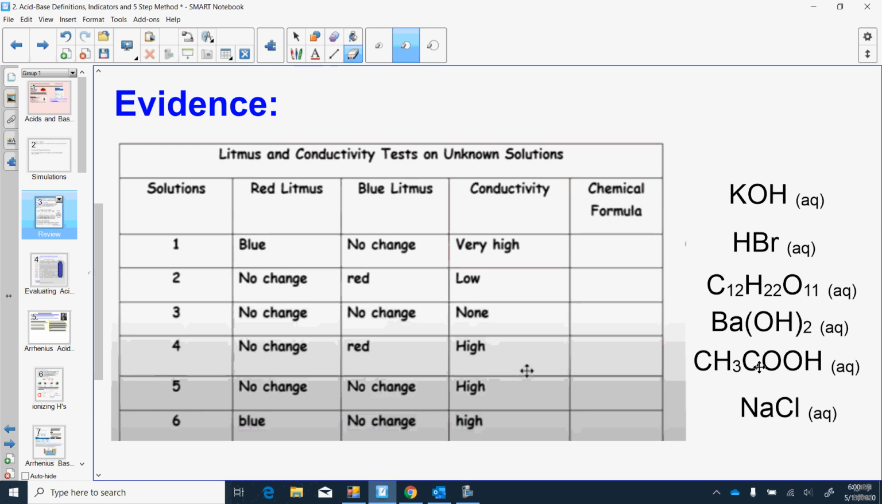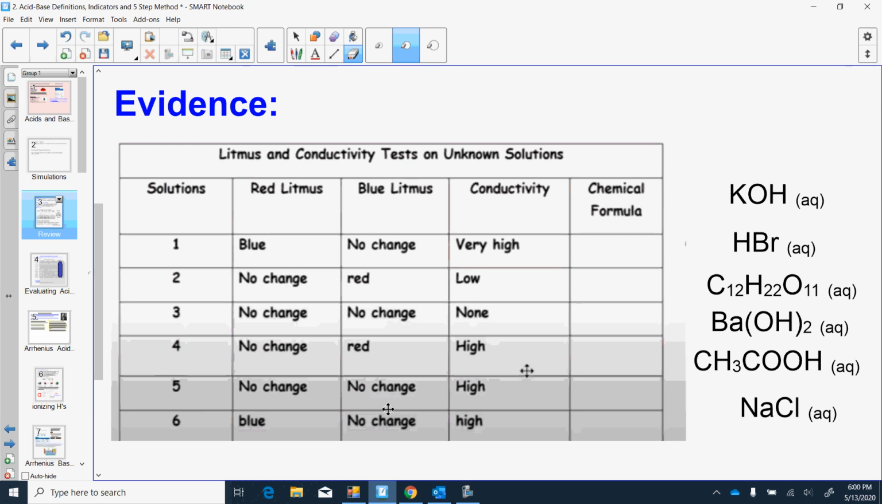When we come over here, from your vast knowledge of grade 11 and last week, could you pick out which solutions here are basic? I hope you're saying the ones with hydroxide. So KOH and Ba(OH)2 are our 2 basic solutions. Okay, so let's read on.